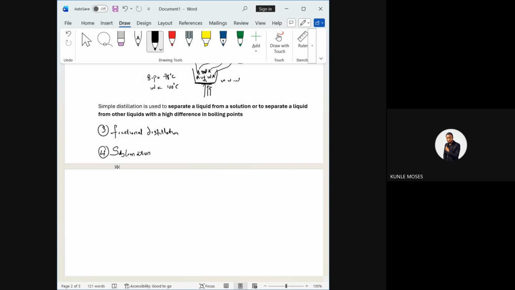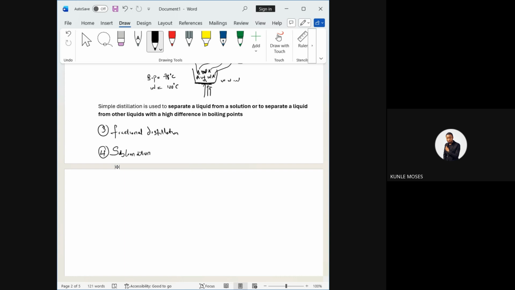So I want you to write down this definition. Sublimation is a process by which a solid changes directly into gas without becoming liquid.